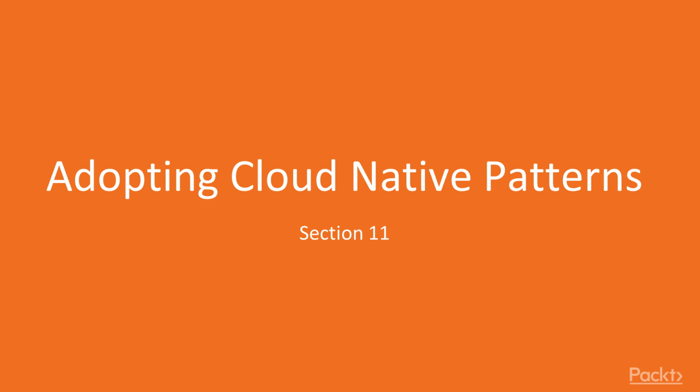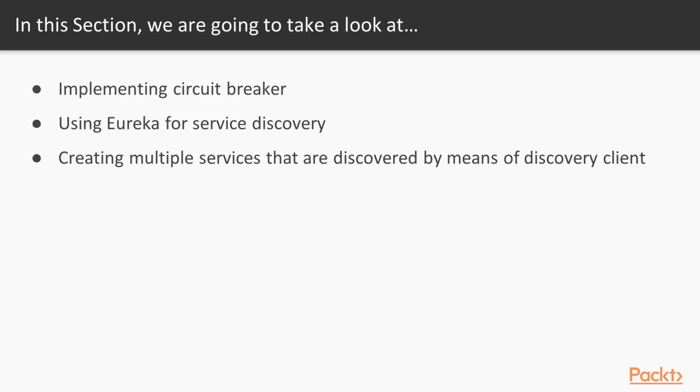Hi, in this section we'll be adapting cloud native patterns to our microservice travel application. So we will implement a circuit breaker pattern for a REST call to another microservice. We'll be using Eureka for service discovery. We'll be creating multiple services that are discovered via discovery client.